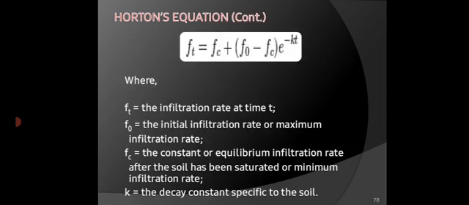So the Horton equation is Ft, the infiltration rate, equal to Fc plus (F0 minus Fc) e raised to minus kt. As we have already seen, the initial infiltration rate is F0, Fc is the constant infiltration rate, and k is the decay constant specific to the soil type.